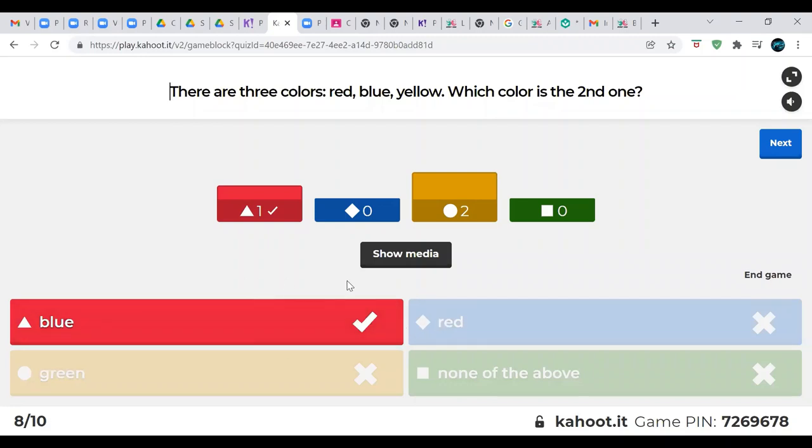Nice job. Okay, we have red, blue, and yellow, and so if we were to use ordinal numbers, it would look like this. This would be first, this would be second, and this would be third. Sorry for my bad handwriting. And so that means the second one is blue. Good job to whoever got it. And it is not green because green is not one of the colors here. And it's not red because it's first. Yeah, red is first.